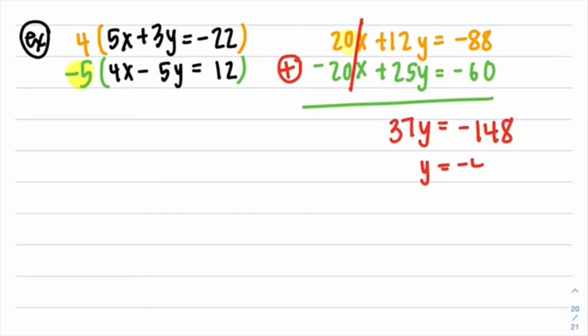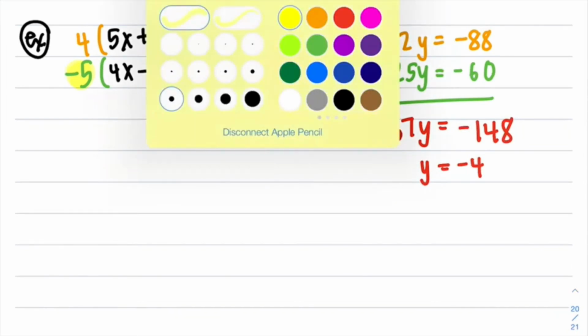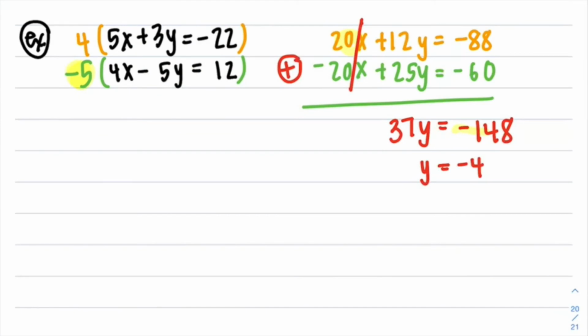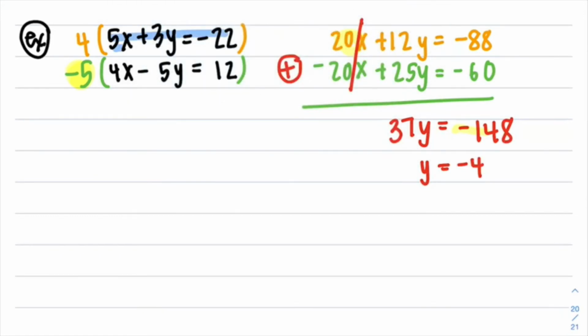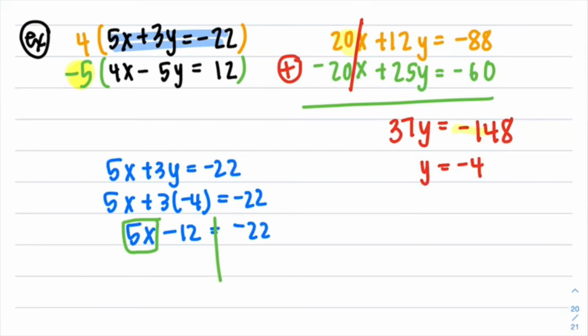Alright, when you solve for y here, you're going to end up getting negative 4. And again, just watch that sign though. Remember, negative divided by positive is going to be negative. But you are going to see if you drop that sign, it is going to change that answer. So just be cautious.